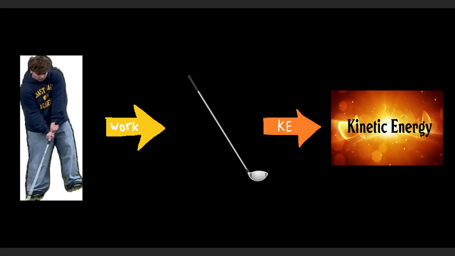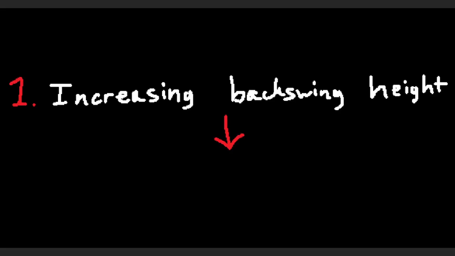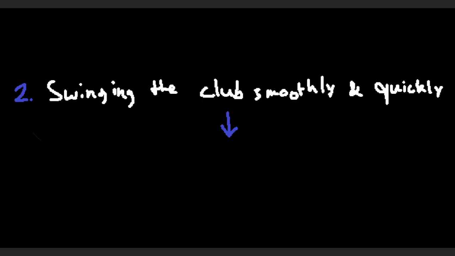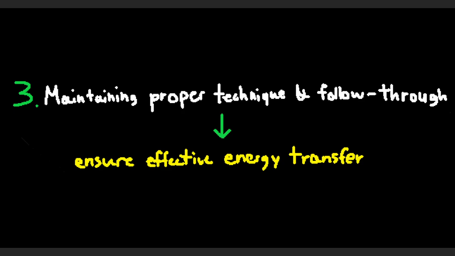During the golf swing, the golfer does work on the club by applying force over the distance of the swing. This work increases the club's kinetic energy, which is then transferred to the ball during impact. Maximizing performance involves: 1. Increasing the backswing height to increase potential energy, 2. Swinging the club smoothly and quickly to increase kinetic energy, and 3. Maintaining proper technique and follow-through to ensure energy is efficiently transferred to the ball. Factors such as foot placement, stance, and balance also play an important role in maximizing energy transfer.